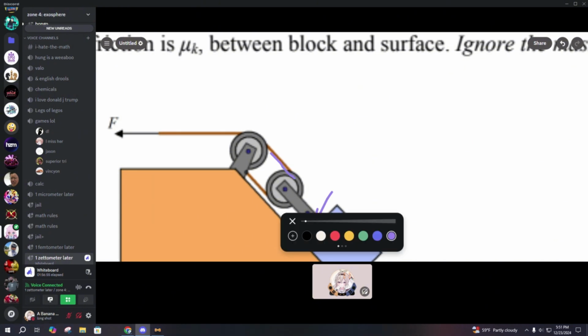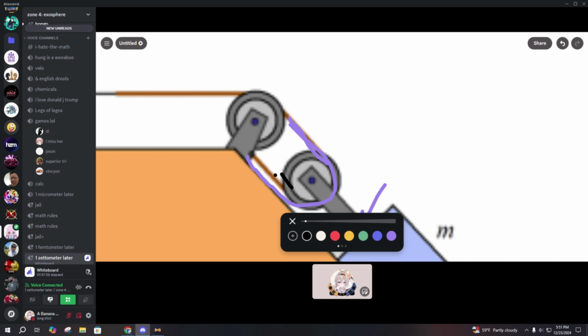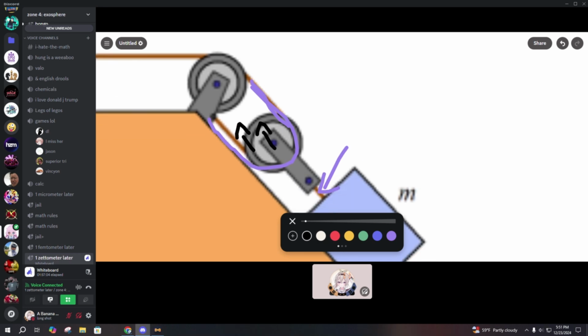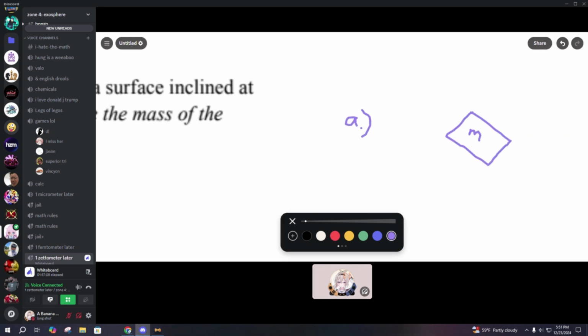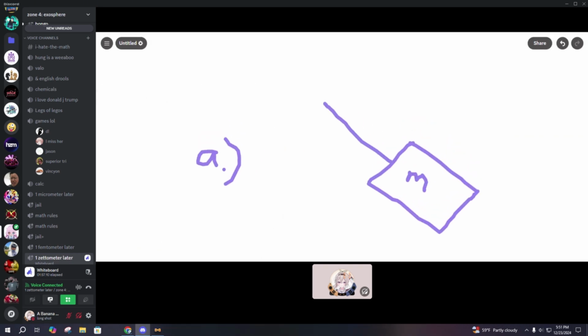Well, I see this one string right here, right? This string has the force of F, and this is one string, so it wraps around. So that means I know there's two F's pulling it upwards, right? So I know that this force here is just going to be 2F. So I'm going to need an arrow up here. That's 2F.